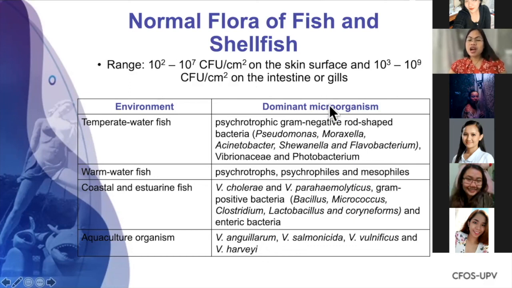Obviously, alam naman natin na the intestines and gills harbor large amounts of microorganisms. So ito yung mga dominant microorganisms for fishes from temperate waters. Ito naman yung sa warm waters. Of course, we have the psychrotrophs, the psychrophiles, and the mesophiles. For the coastal and the estuarine, we have the cholerae, the parahaemolyticus, the Clostridium, and the enteric bacteria.